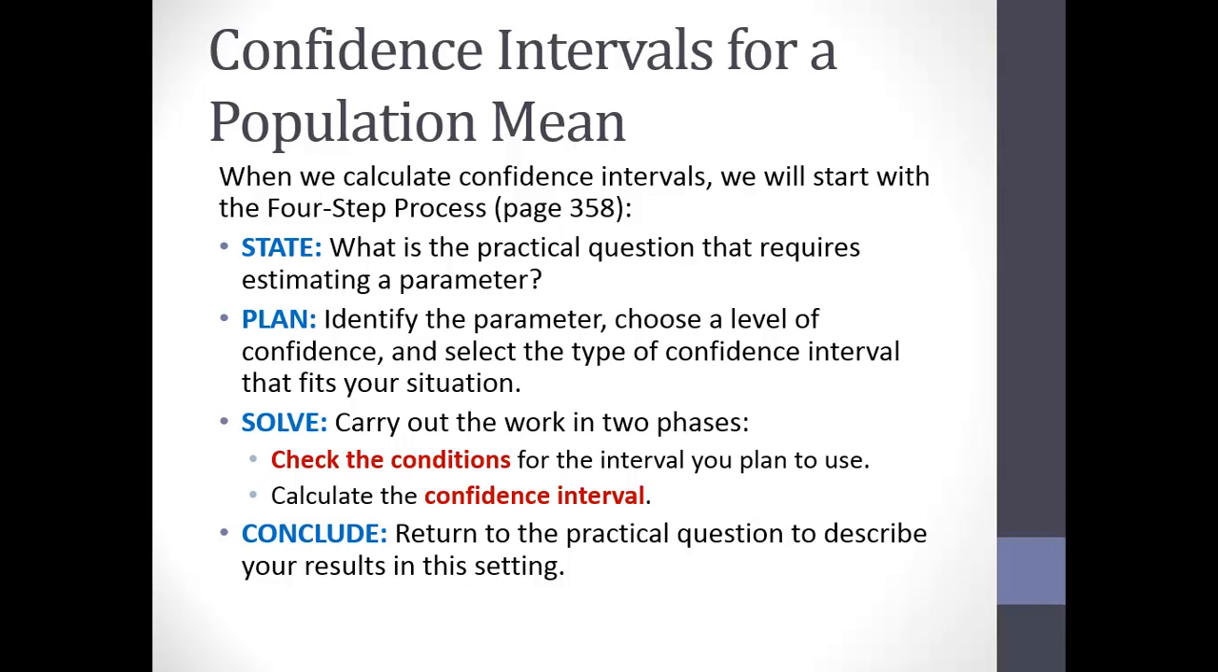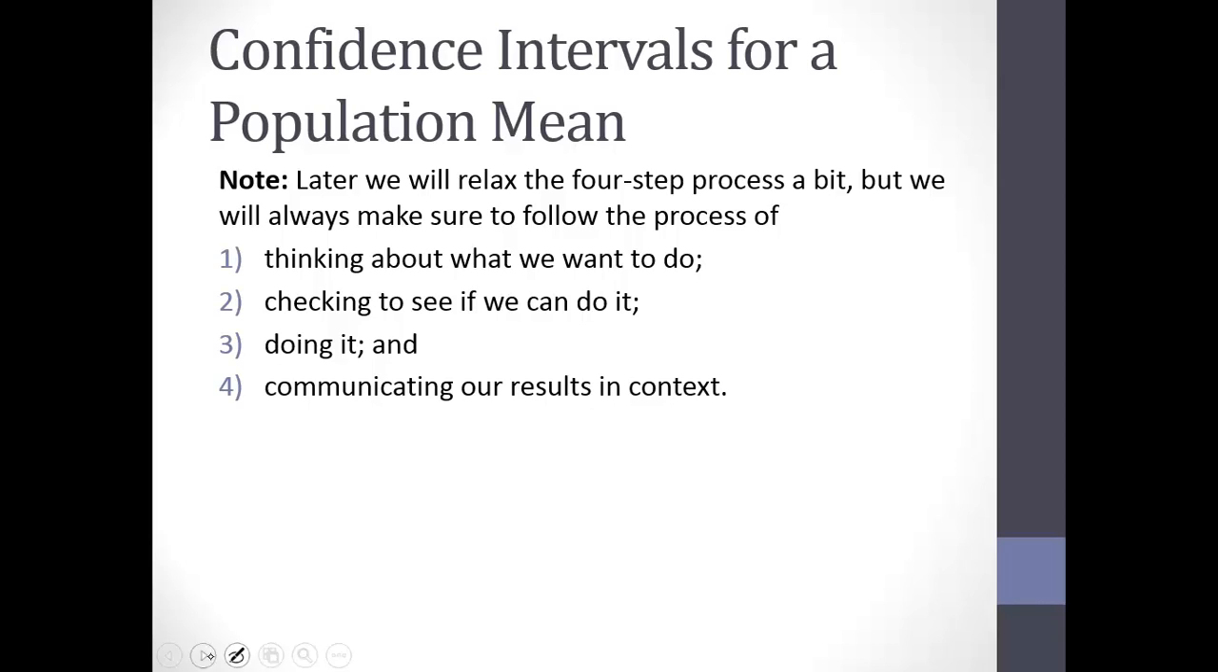In any case, the four steps are that we want to state the problem that we're interested in. So what is the actual question that we're being asked, and what am I actually doing here? So we're going to state the problem, then we want to plan, thinking about what the question is asking and what I need to do to answer it. Then we can actually solve the problem. We can check our conditions and calculate, do our formulas, all the mathematical stuff there. And then finally we want to conclude, returning to the question and describing exactly what we've done.